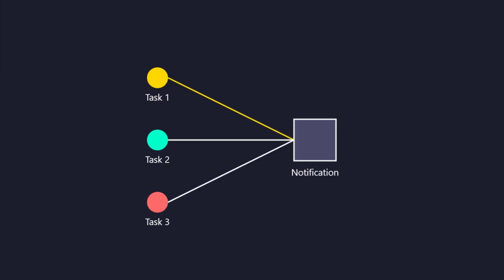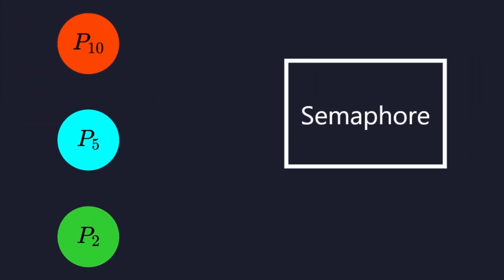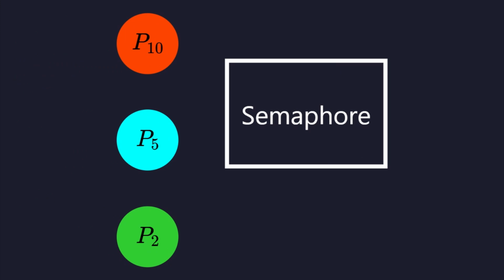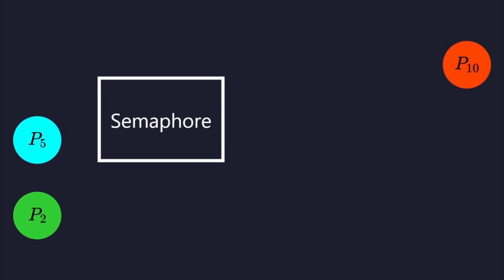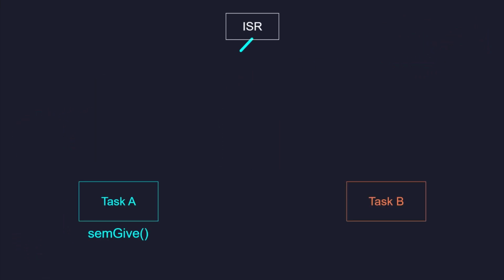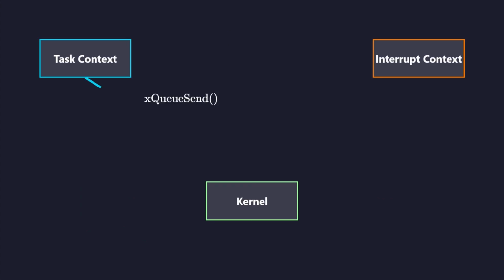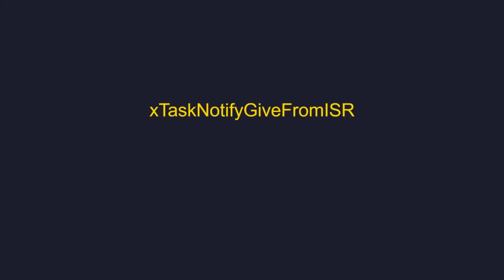A significant disadvantage of task notifications is that only one specific task can wait for a notification at any given time. Semaphores allow multiple tasks to block on the same resource, ensuring that the highest priority task is unblocked first when the semaphore is released. Signaling from an interrupt service routine is a primary use case for both primitives, but the implementation details differ in the kernel calls used. In FreeRTOS, any call from an interrupt context must use the FromISR suffix to ensure the correct kernel entry point.